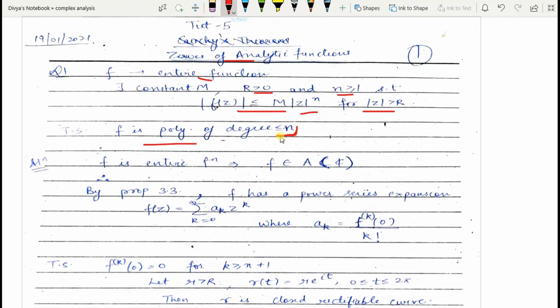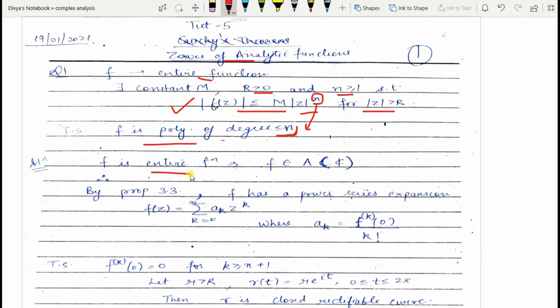Now that implies that modulus of f(z) is less than or equal to some constant times modulus of z to the power n. So this is the degree n, so that same degree is what we are saying is here. So if f is an entire function that satisfies this inequality, then f is a polynomial of degree at most n.